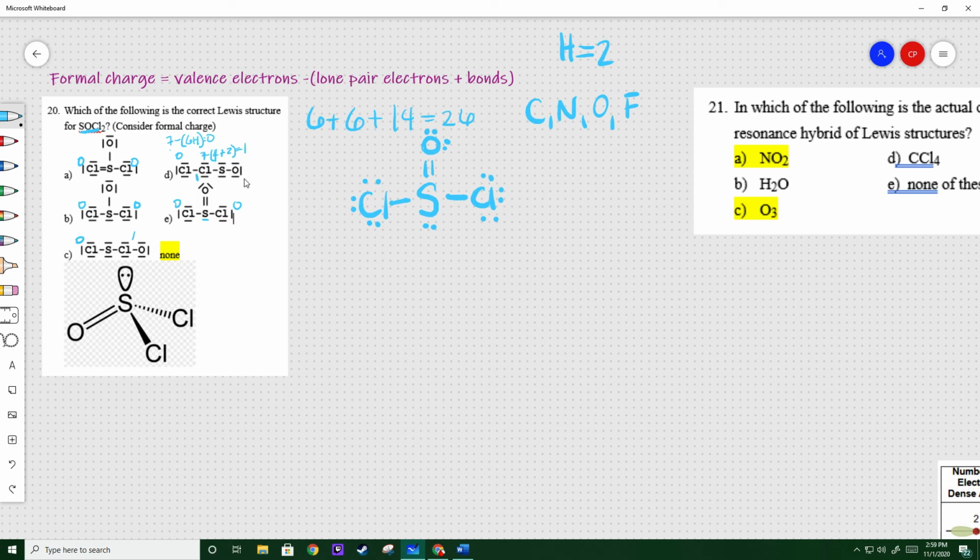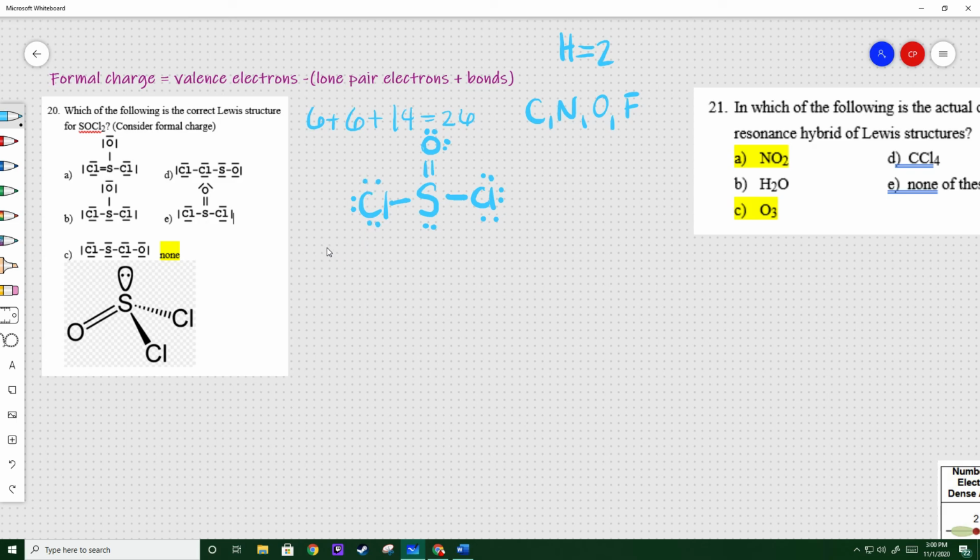Then we have this sulfur. Sulfur is 6 minus the 4 plus the 2, so we have a 0, so this is 0, this is 0, and yeah. So what I could do is I could go around and I can calculate for each and every single one, and then I can see which one has the least formal charge. But I'm just going to do it on this one just so you can see.